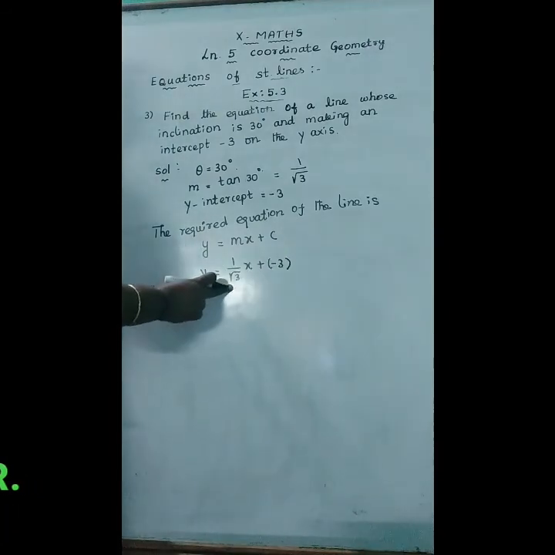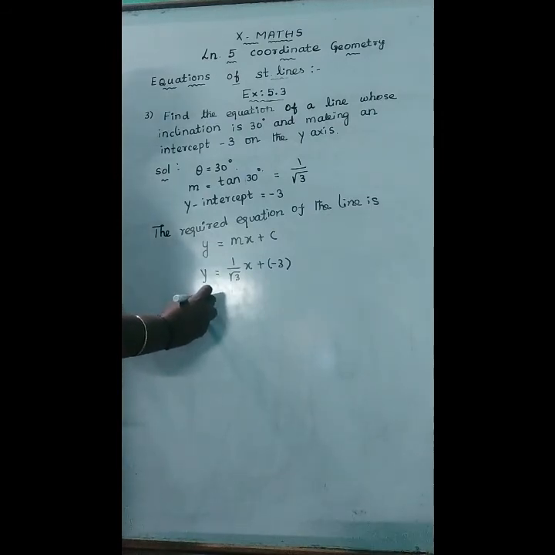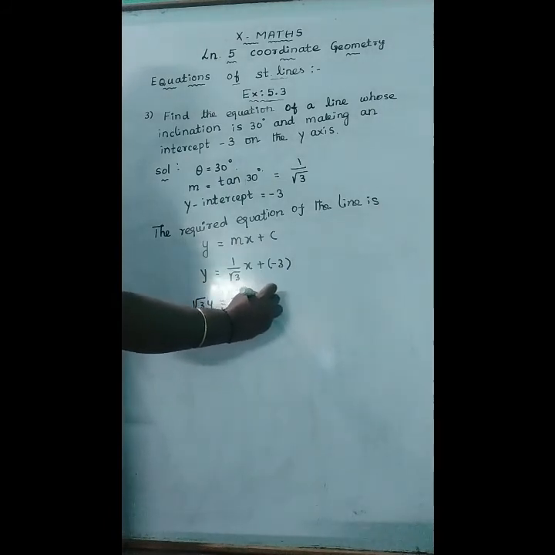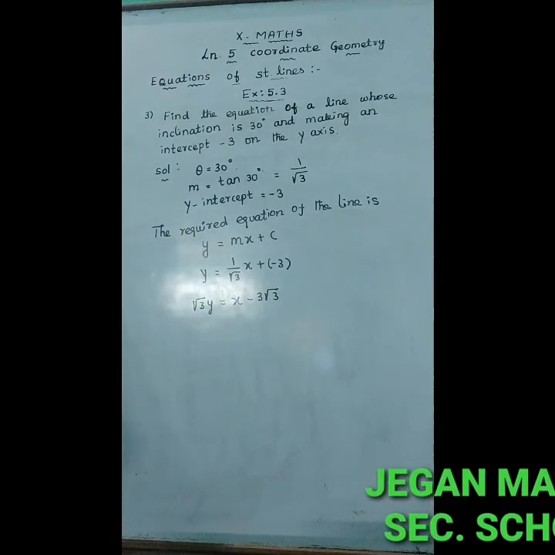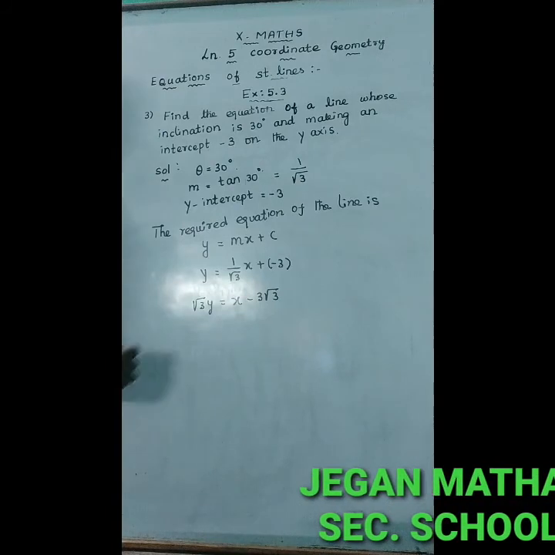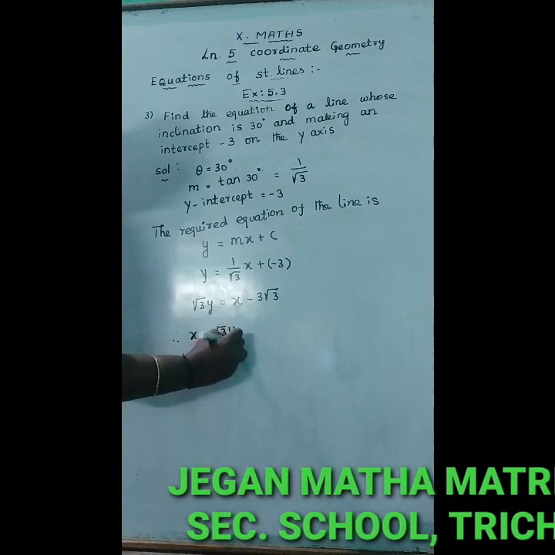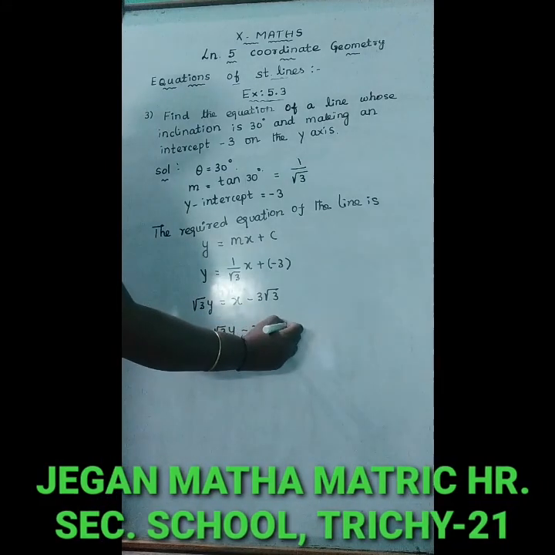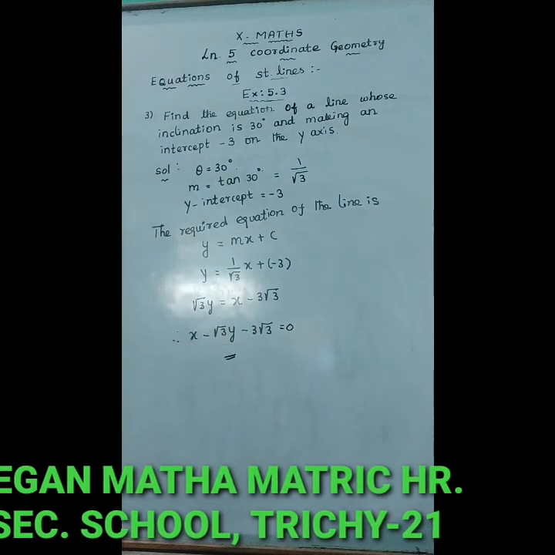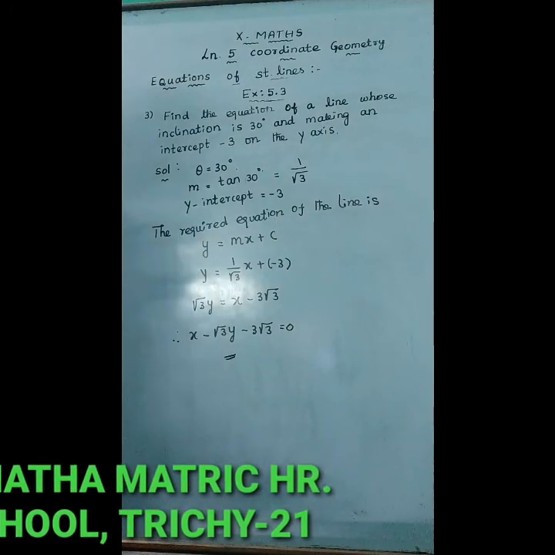Here multiply on both sides by root 3. So root 3y is equal to x minus 3 into root 3. So root 3y goes to the right hand side as minus root 3y. So we write it in order: x minus root 3y minus 3 into root 3 is equal to 0. This is the equation of the straight line. So this is the solution for the third one.